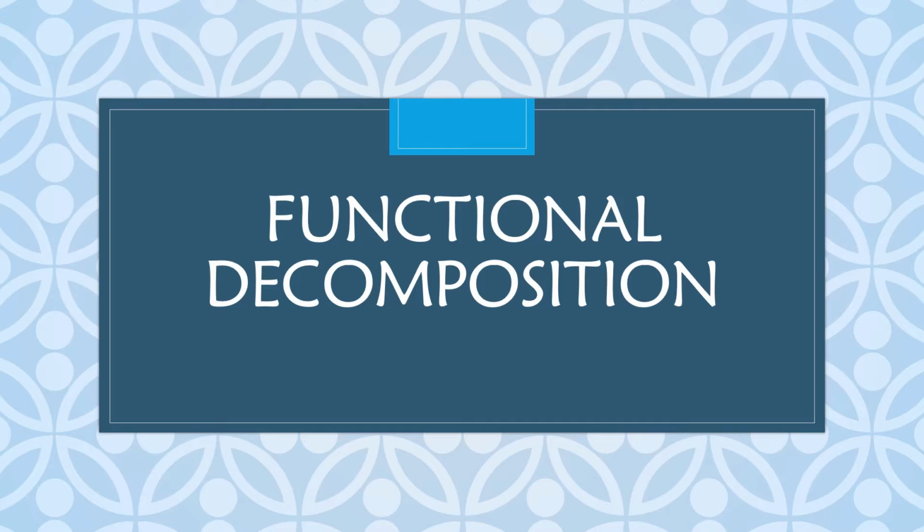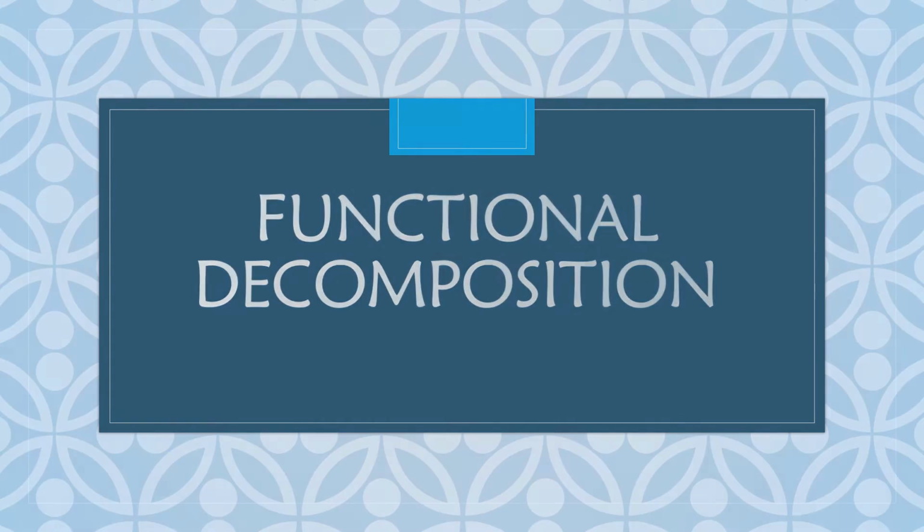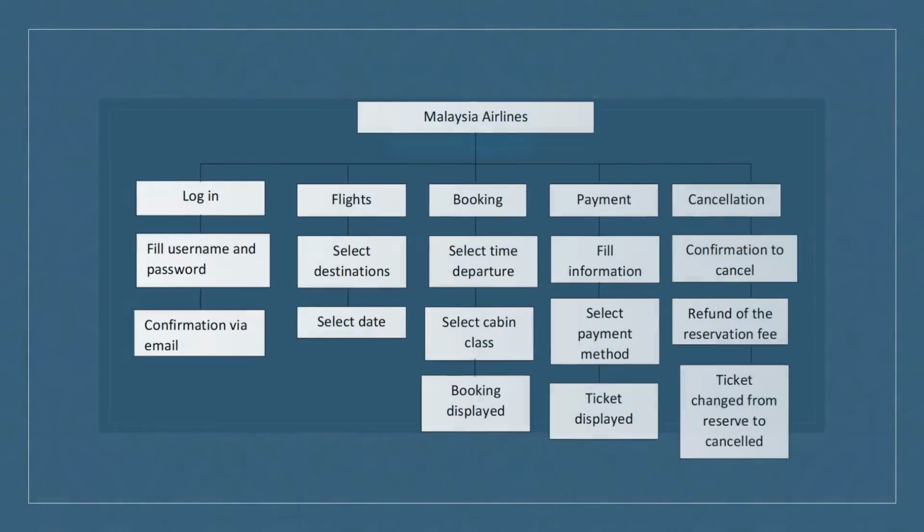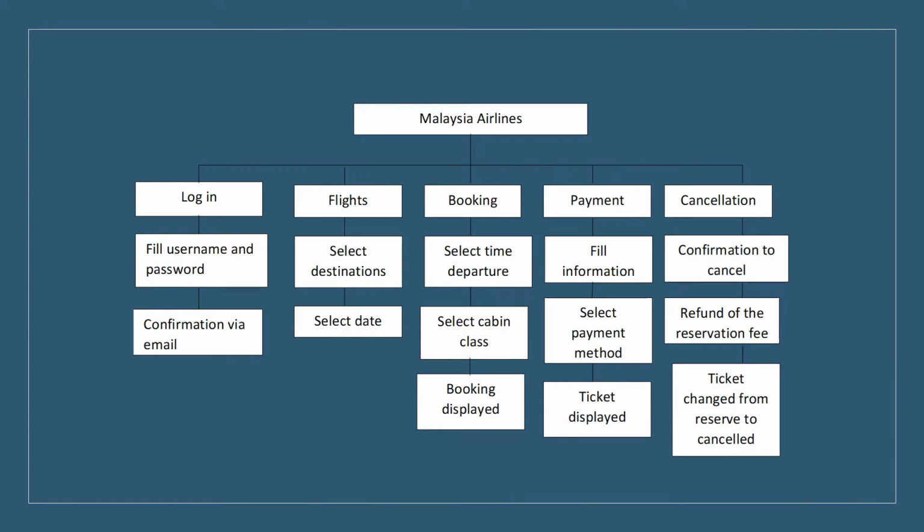Next, we proceed to the functional decomposition. We have login, flight, booking, payment and cancellation. For the login, we have to fill username and password and get the confirmation via email. For the flight, we have to select destination and also select date.